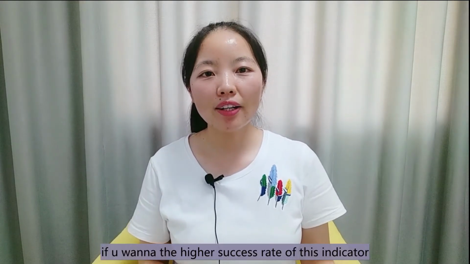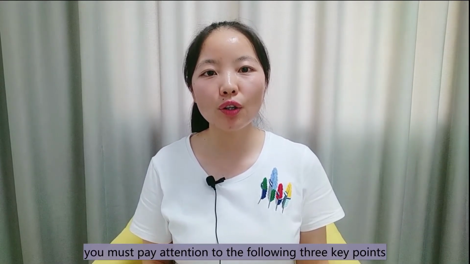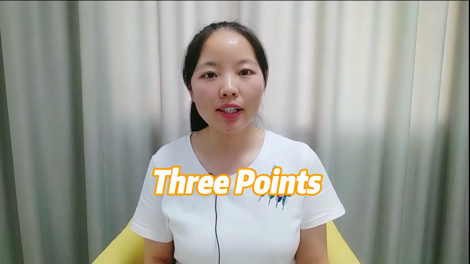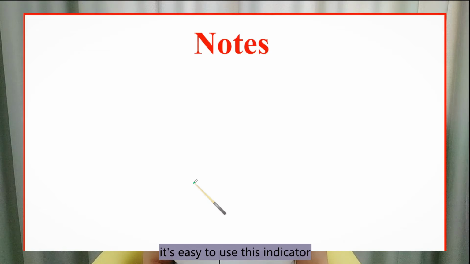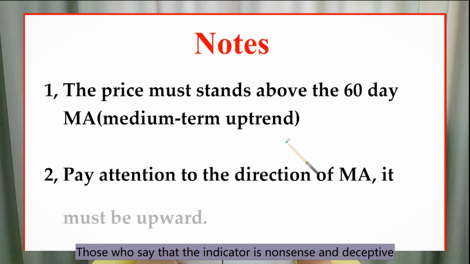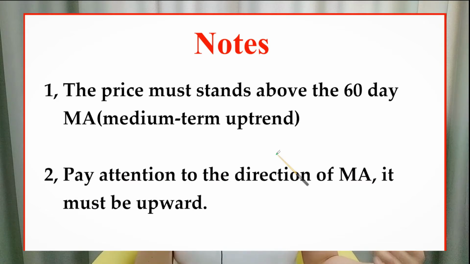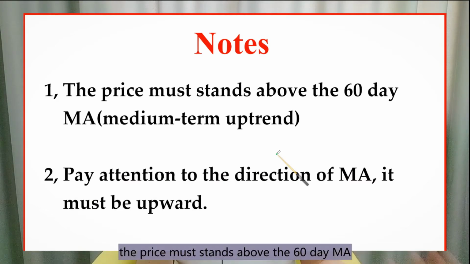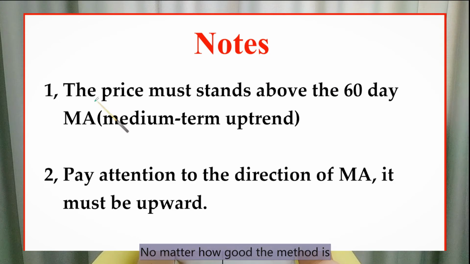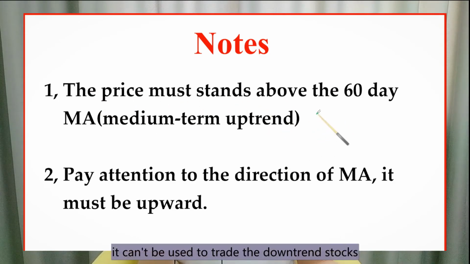Therefore, if you want a higher success rate of this indicator, you must pay attention to the following three key points. If you know these three key points, it's easy to use this indicator. Those who say that the indicator is nonsense and deceptive, more than 90% of them don't know the following 3 points. Firstly, the price must stand above the 60-day MA. No matter how good the method is, it can't be used to trade downtrend stocks.